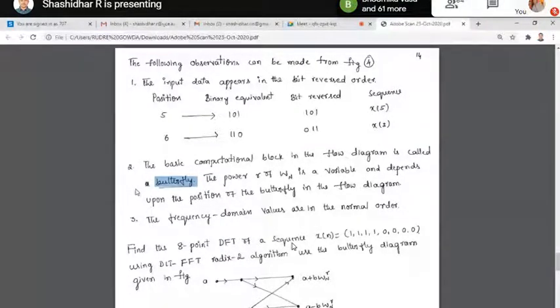The power R of W base N is a variable and depends upon the position of the butterfly in the flow diagram. The frequency domain values are in the normal order. Whatever the frequency values are, the frequency domain values are in the normal order.